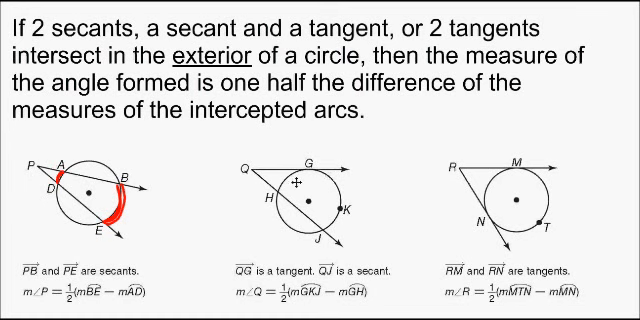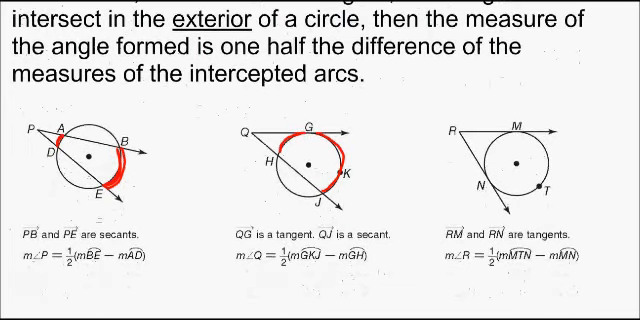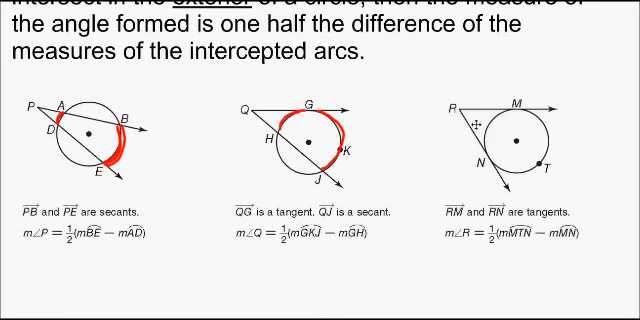Same thing here. We have a tangent and a secant intersecting at point Q. So we say the major arc GKJ minus the minor arc GH times 1/2. And two tangents, same thing. So major arc MTN minus minor arc MN times 1/2.